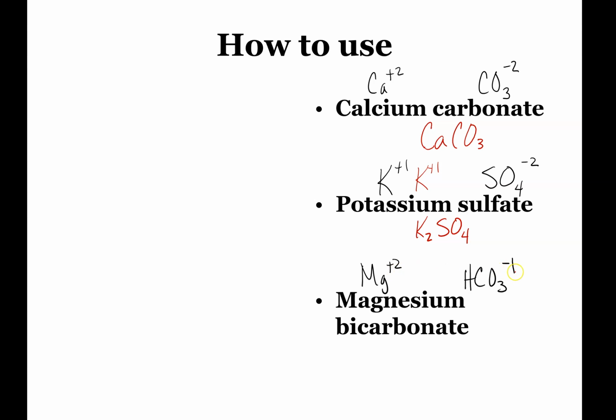I have a +2 and a -1. I would need 2 of these so that the whole thing equals 0. So I'm going to put the bicarbonate ion in parentheses. Notice I'm not keeping the charges. The charges are just for you to see, to get a visual for, oh yeah, this needs to equal 0, because +1 + 1 -2, that's going to equal 0. +2 -1 -1, that will equal 0. But I don't bring the charges into the formula.